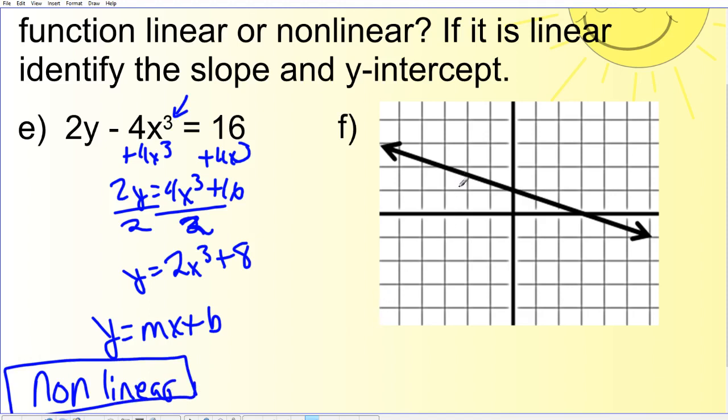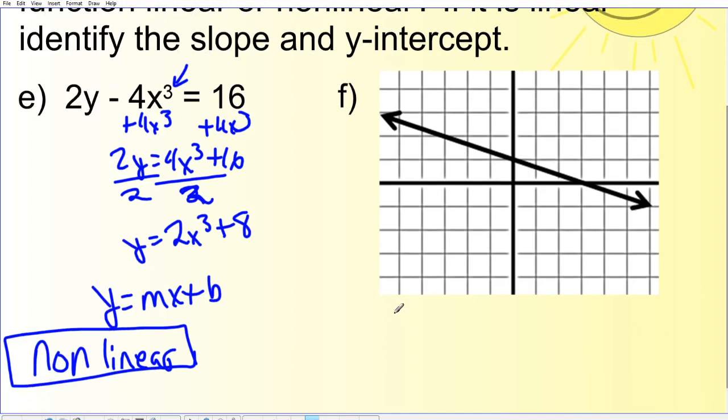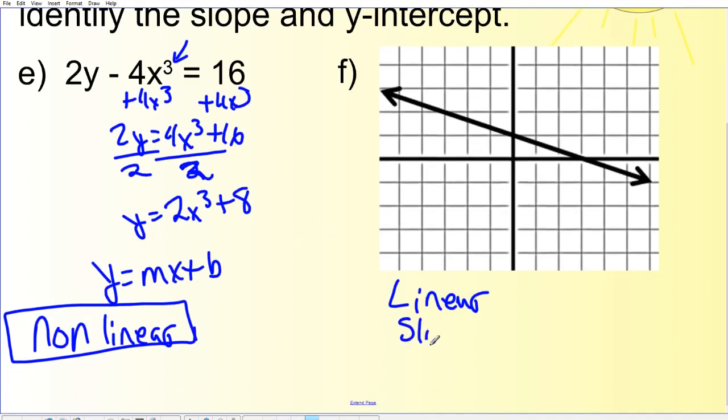Letter F. Well, that is very, very clearly linear. I can tell from my pretty picture because it's a straight line. And because it's linear, now we have to go through and find our slope and our y-intercept. So I'm going to do the easy one first. Y-intercept is 1 right there. That's my y-intercept because that's where the line crosses the y-axis. It's crossing at 1. Intercept is 1.